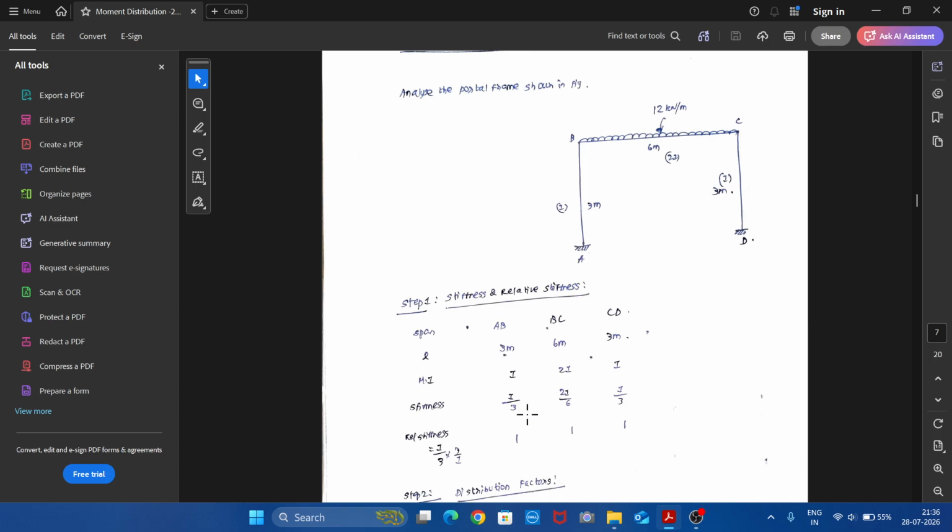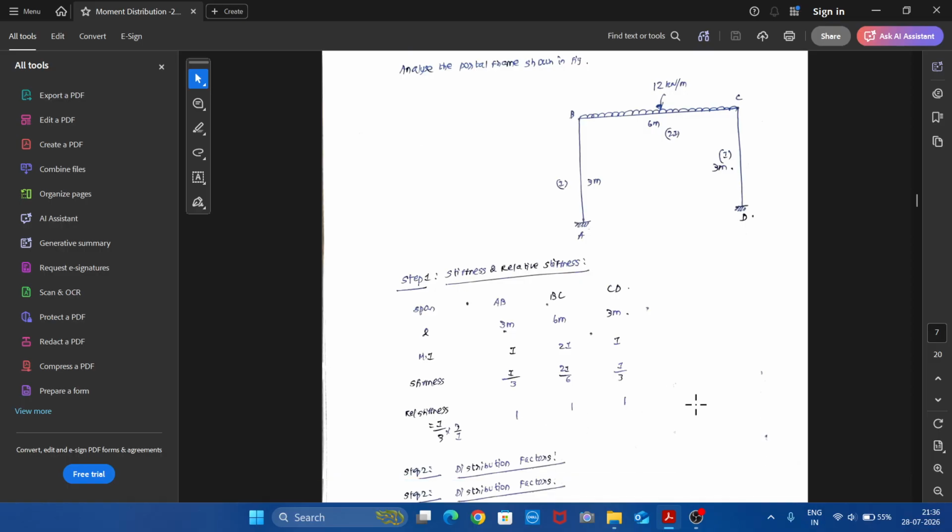If we simplify, this is I by 3 and this will also be I by 3 because 2 and 6 will get cancelled, we will get I by 3. This is I by 3. Therefore, the common multiplier would be, if we multiply by 3 by I, we will be getting the relative stiffness. So multiply by 3 and divide by I. So 1, 1, 1 will be the relative stiffness.